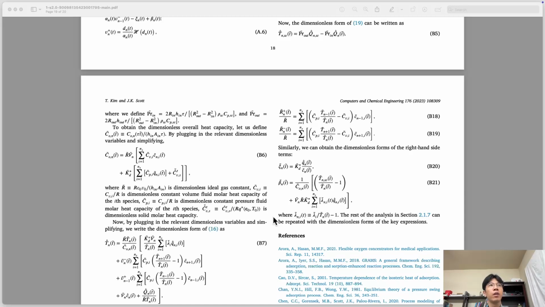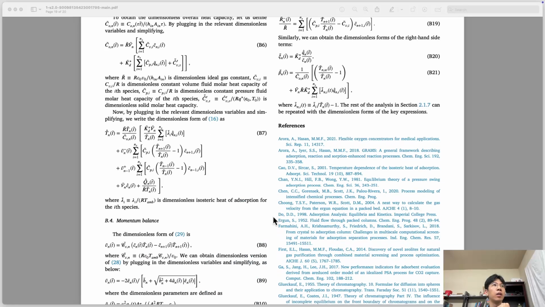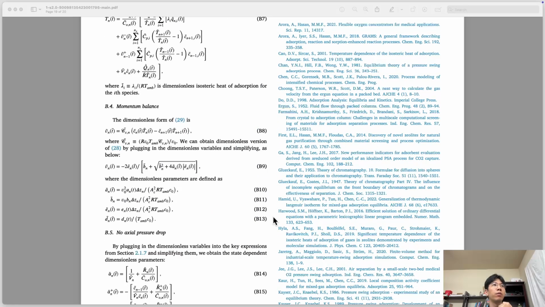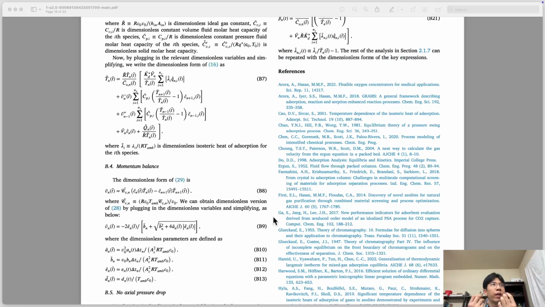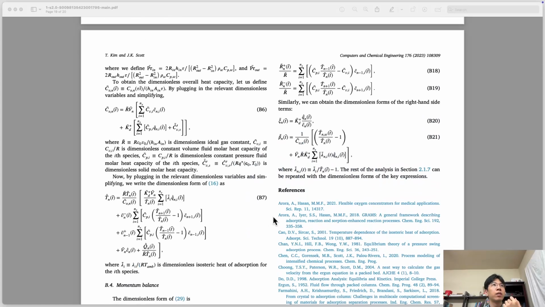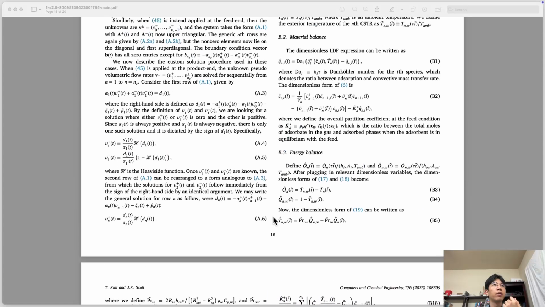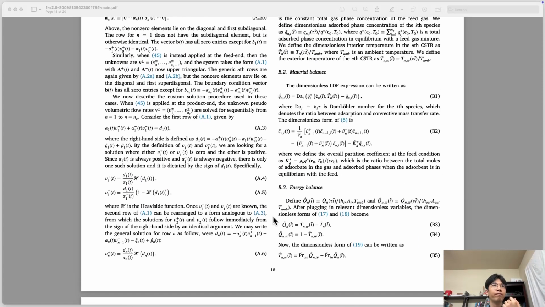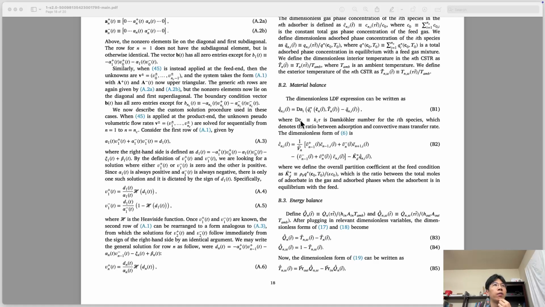So for instance, you can consider the trade-off between the convective flow and the rate of adsorption, right? That's actually a really important parameter to think about when it comes to designing these packed bed systems, right? So you get things like the Damköhler number, right, which is the mass transfer coefficient times the characteristic time, which is exactly the ratio between adsorption and convective mass transfer rate, right?